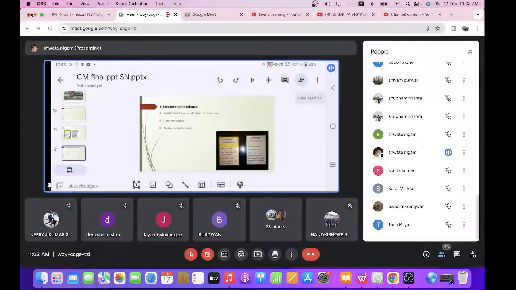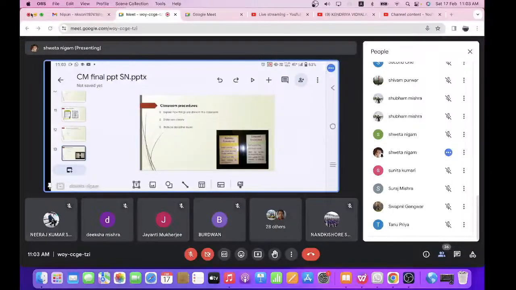Now here are some classroom procedures. These are like the morning procedure you can see, and the dismissal procedure, like what a student has to do when he comes to the school and what he has to do when he leaves the school. These should be explained very clearly by the teacher to the students, and it also helps to reduce discipline issues in the classroom as well as in the entire school.